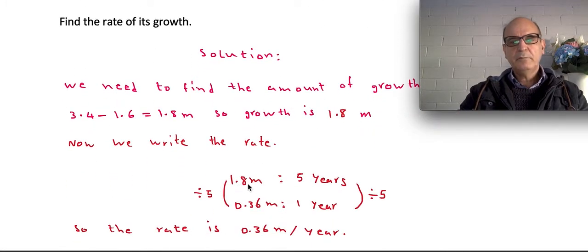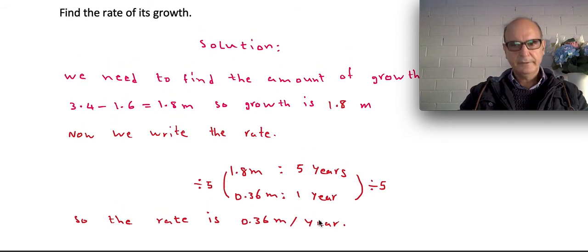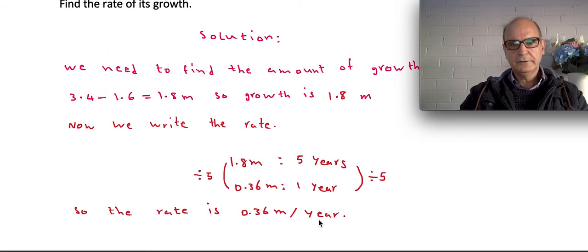Now we write it as 1.8 meters in 5 years, so a ratio of 1.8 meters to 5 years. Again, we've got to divide by the second quantity, which is 5. So 5 divided by 5 is 1, to make the second quantity 1. And 1.8 divided by 5 is 0.36. Now we can say that the rate is 0.36 meters per year. And that is the rate of growth of this tree.